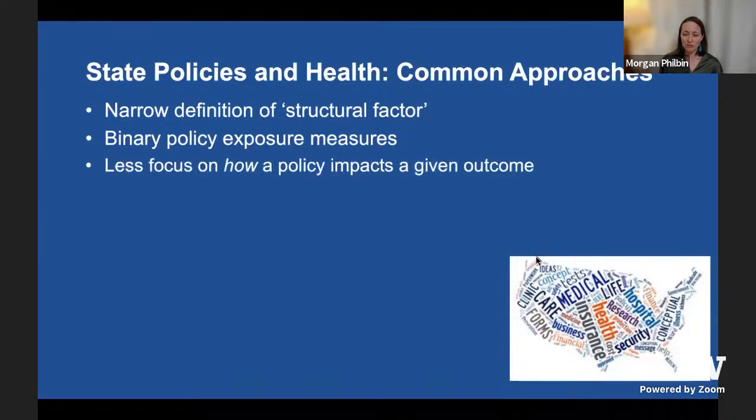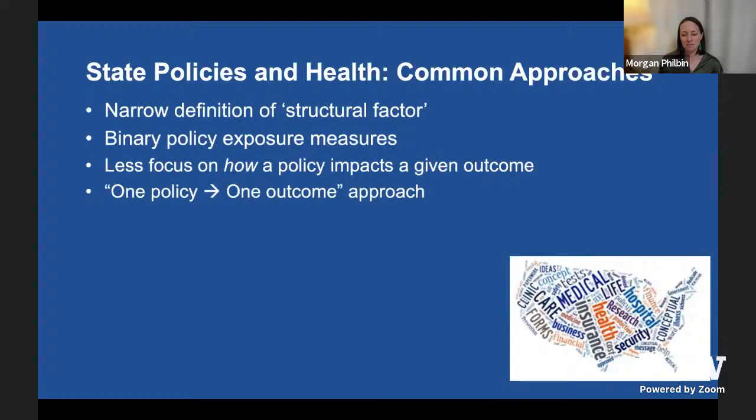Third, policy research often focuses on whether there is a relationship between policy and an outcome, as opposed to exploring the mechanisms through which this association occurs. And this often requires the integration of qualitative methods. And that's also particularly important because it can highlight not only what the mechanisms are, but also what the levers are, so we know where to intervene to maximize health equity.